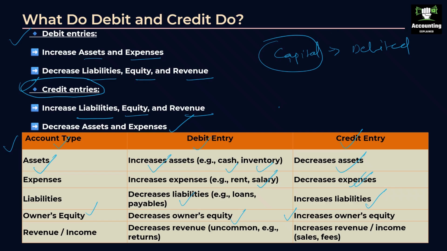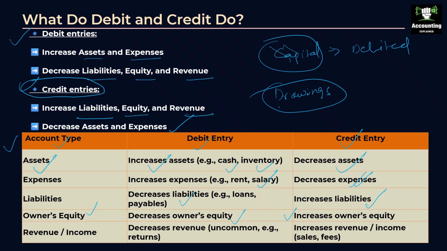Suppose he is taking it for personal use, then it is called drawings. In that case, the drawings account will be debited and the capital account will not be debited. If he's taking it for personal use, it is called drawings, or else if he's taking some of the money out of the business, it is capital.